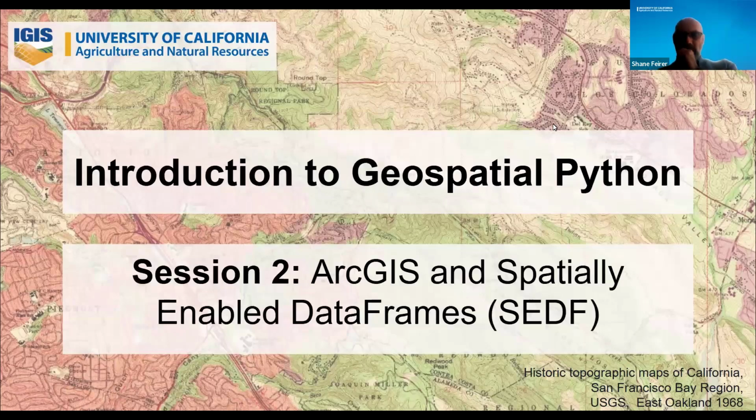Good afternoon, everyone. So we are going to continue with session 2 of the Introduction to Geospatial Python. Today, we are going to cover ArcGIS and one of the tools they put out called the ArcGIS API for Python, and more specifically, something that they have branded the spatially enabled data frame. So we're going to delve into this pretty heavily in this workshop today for the next hour and a half.